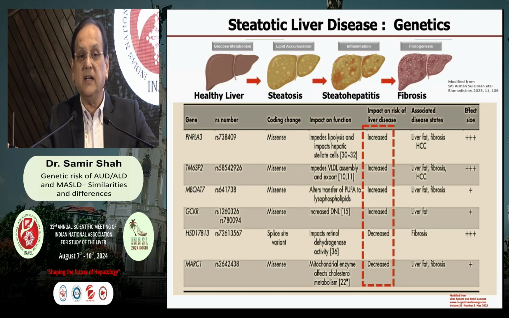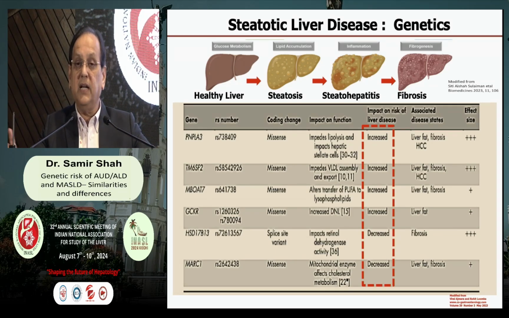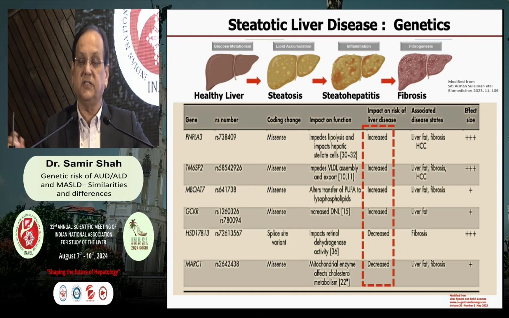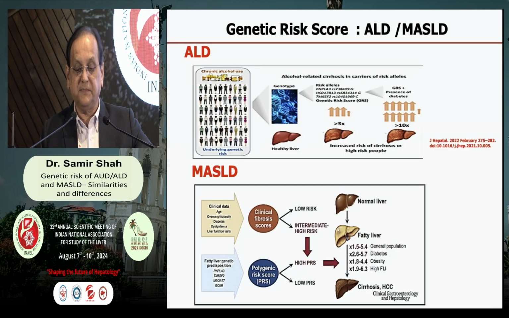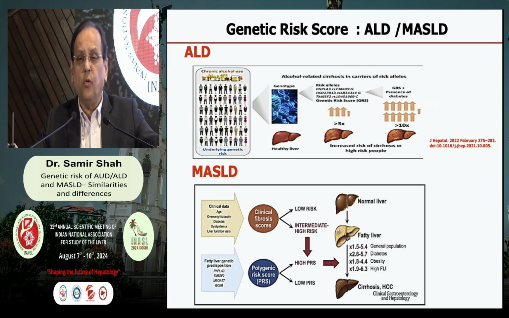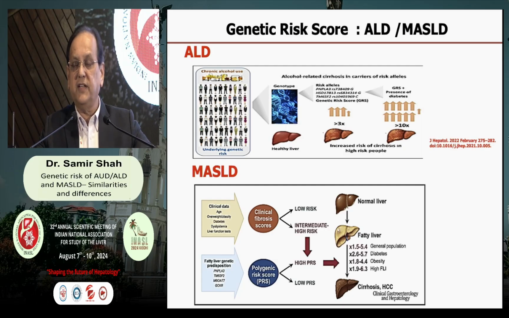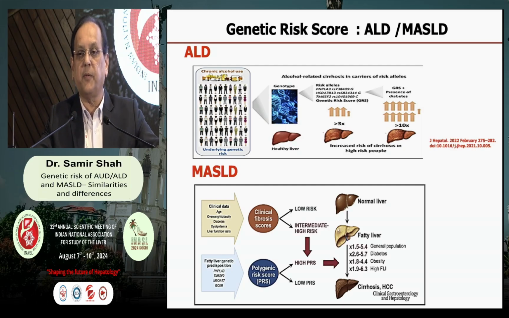So these are some of the genes which are commonly noted in the large studies which have been done on steatotic liver disease. So when you have so many genes, how do you then try to find out whether your patient is likely to have a problem? That's why a polygenic risk score has been derived both for alcoholic liver disease and for metabolism associated liver disease.